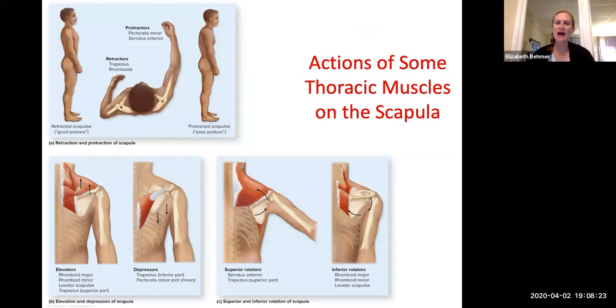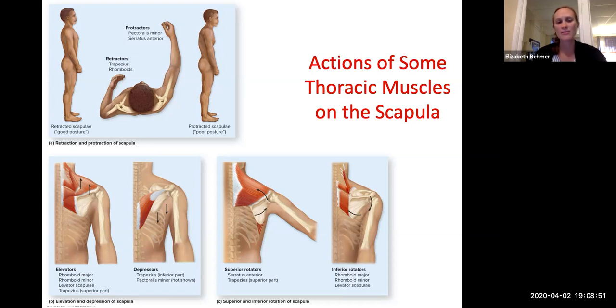Some of the actions of these muscles that move the scapula include retracting, and it tells you what that means. Retracting means sitting up straight, which is what none of us are doing. I was just sitting forward right now. Retracting the scapula is putting your shoulders back, good posture. Protracting the scapula is moving your shoulders forward. And it lists retractors and protractors there, different muscles that do that.